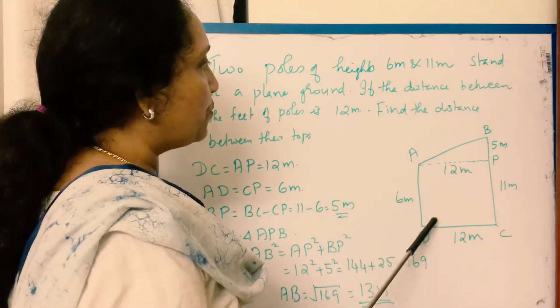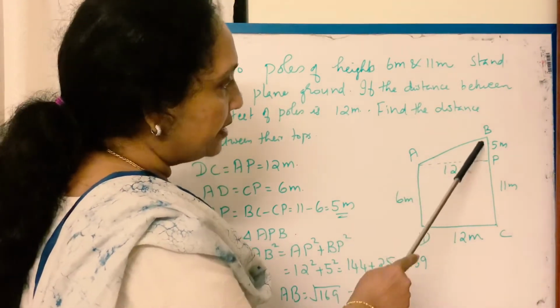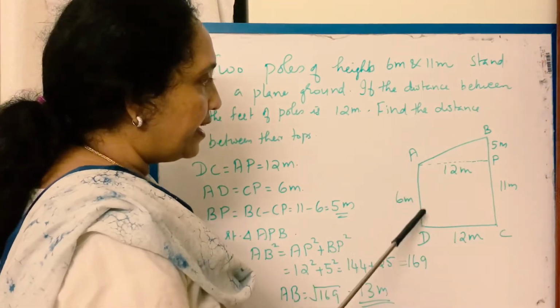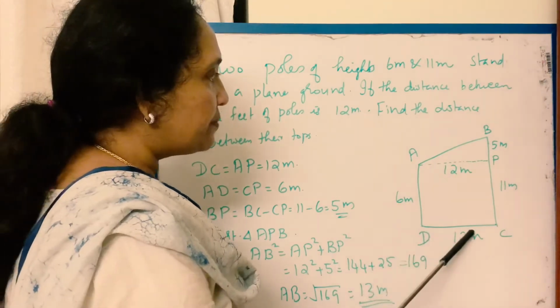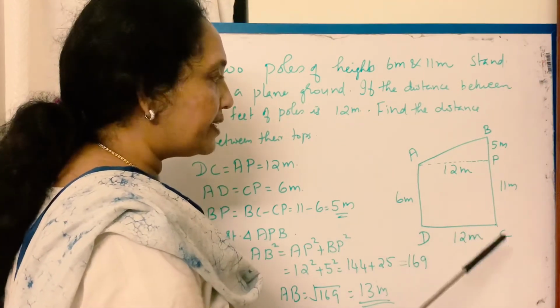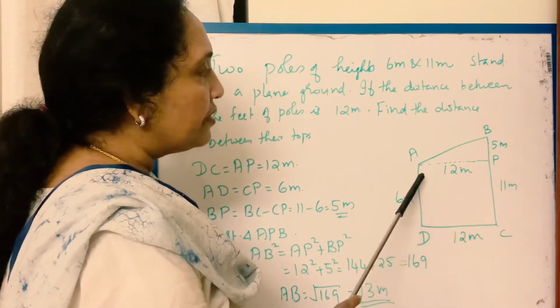That means two poles are here, AD and BC. AD is equal to 6 meter and BC is equal to 11 meter. And the distance between these two poles, that is 12 meter, it is given to you. Okay, so look at the figure.